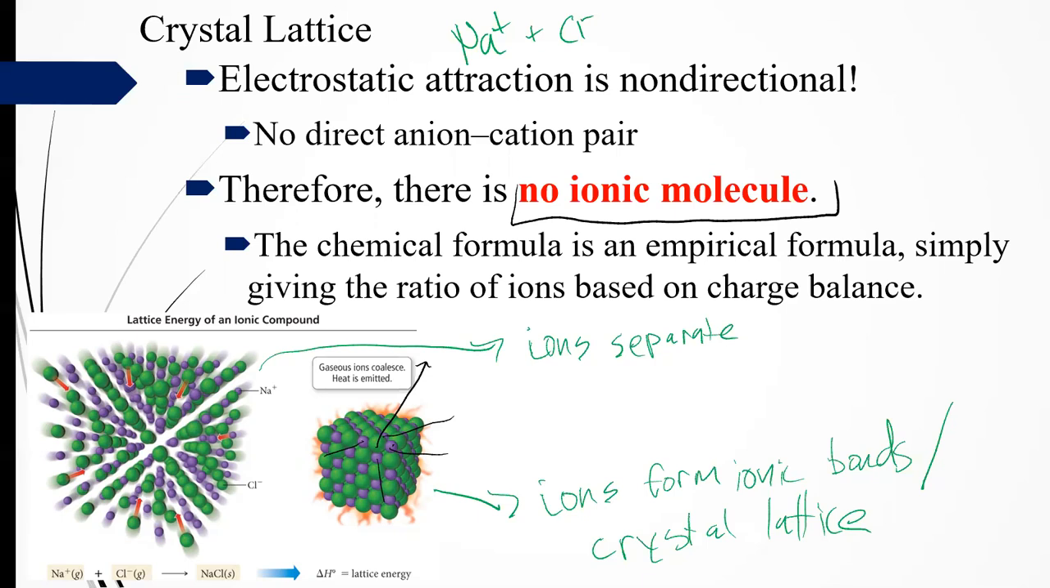Instead, we just have the empirical formula. We have the lowest ratio between them, but it's not like you only have one sodium and one chlorine by themselves generally. Normally they exist as this big collection of crystals.